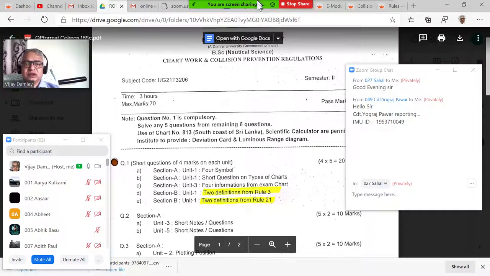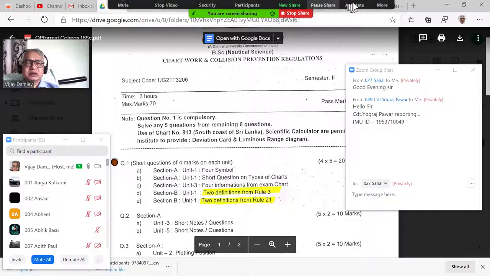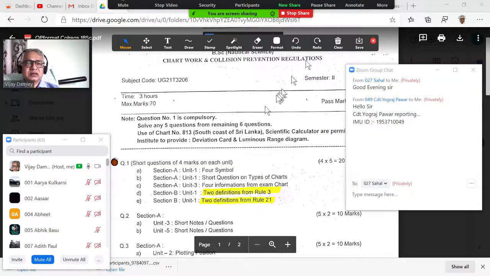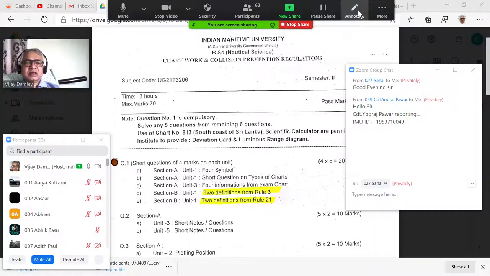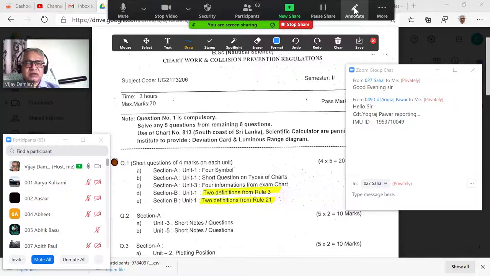Okay, this is where you have got compulsory. One minute, let me take out the pen. Okay, I am also having a little bandwidth problem probably.